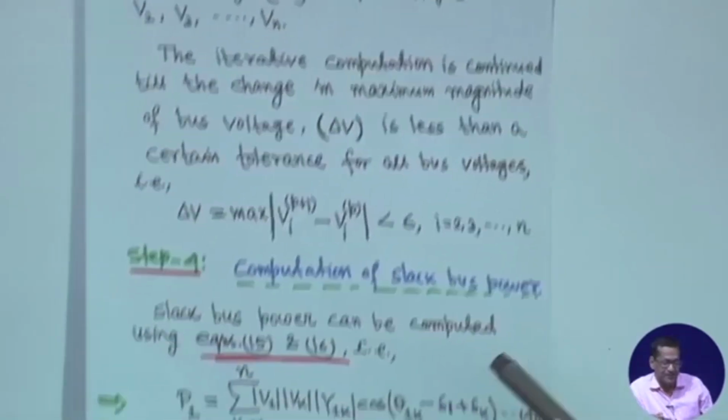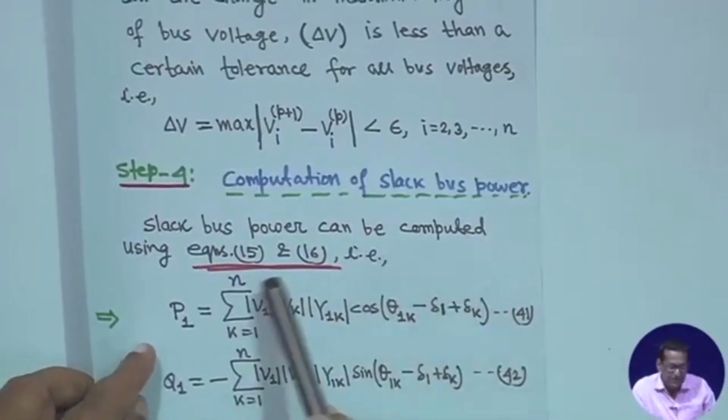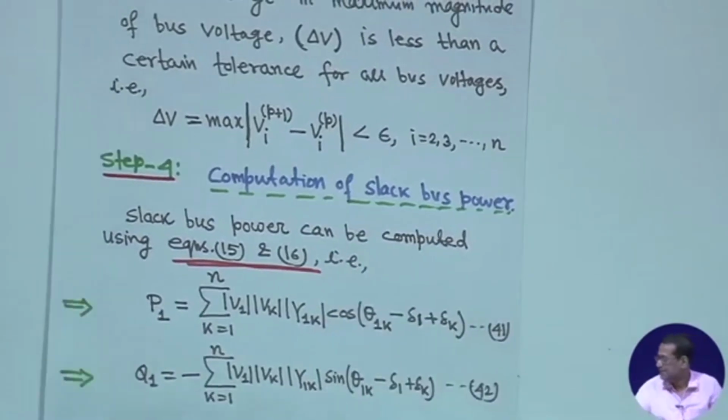After this, computation of slack bus power. Slack bus power can be computed using equations 15 and 16. Let me search for equation 15 or 16, just hold on. If I get it, I will show you, because the papers are mixed up. Just hold on, I will show you 15 and 16 if I get it quickly, or otherwise I will tell you.